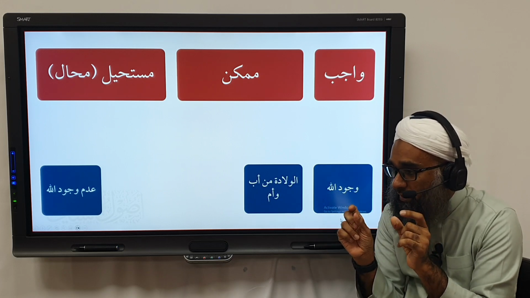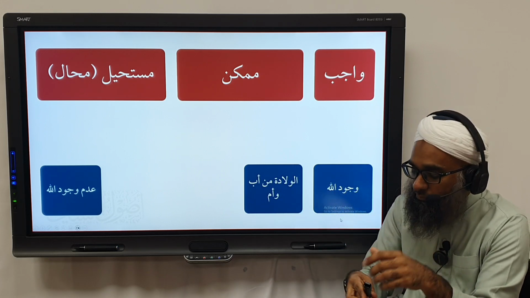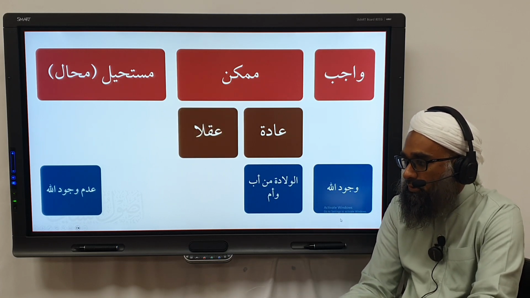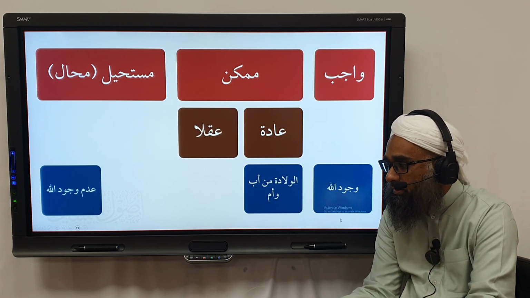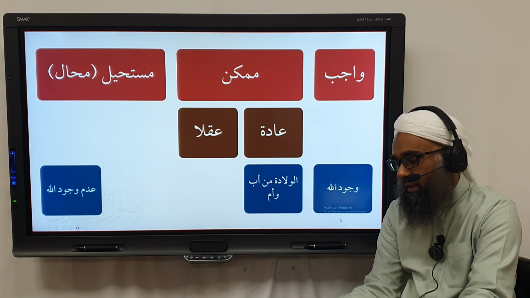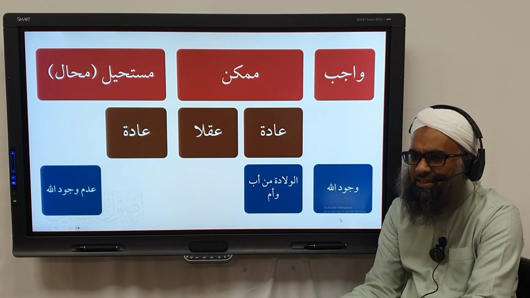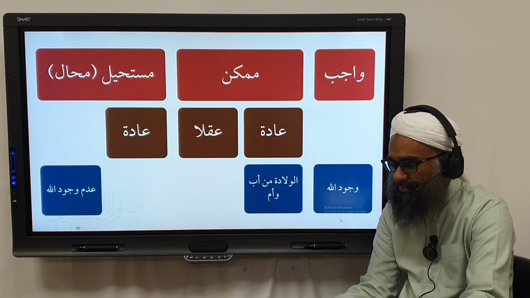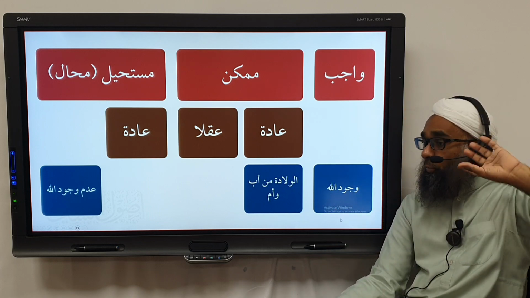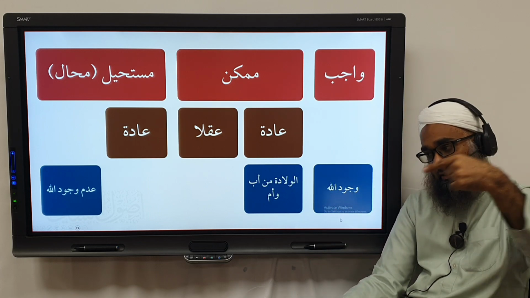But in mumkin and mustahil, you have two types of mumkin: mumkin adatan and mumkin aqlan. Mumkin adatan are things that happen usually, and mumkin aqlan are things that can happen, but don't usually happen. And the mustahil adatan, things that don't usually happen, but are rationally possible. This is very, very brief here. I explained it in class yesterday, it didn't get recorded, but it's already been discussed in the Mantiq video. Refer to that and understand this.